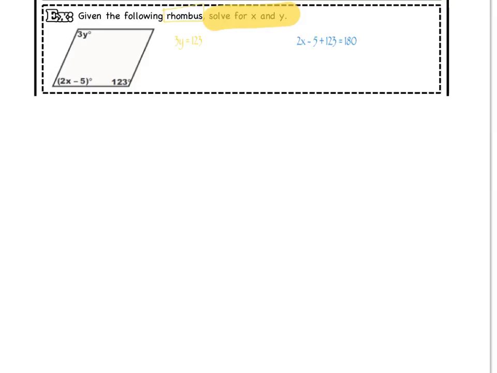So hopefully you were able to recognize that 3y and 123 are congruent because those opposite angles are congruent to each other. So this is equal to this. And also that you were able to recognize that 2x minus 5 plus 1 plus 123 equals 180 because those consecutive angles are supplementary. Now, you could have solved this one for y and then put these two equal to 180 once you know what y is, but this is the easier route. So go ahead and pause the video and solve for x and y.